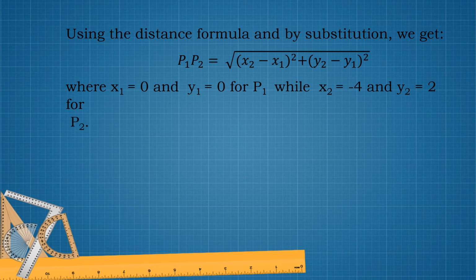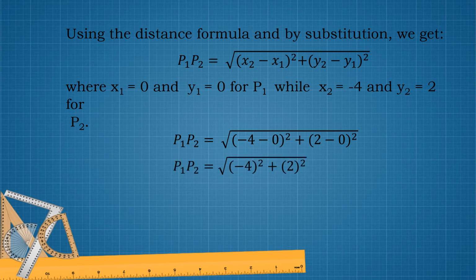Now, by substitution, we have the square root of the quantity -4 minus 0 squared plus the quantity 2 minus 0 squared. Simplifying -4 minus 0, it will be -4, and simplifying 2 minus 0, that will be 2. Now, simplifying -4 squared and 2 squared, it will be 16 plus 4. Now, 16 plus 4 is 20, and the square root of 20 is approximately equal to 4.472 feet.